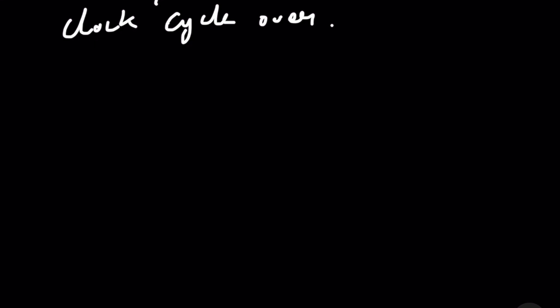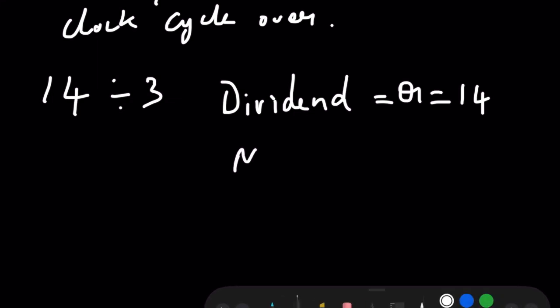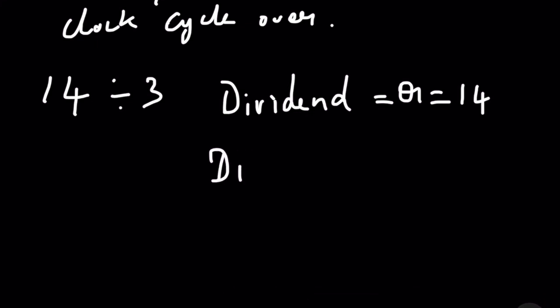example. So we go with a number like 14 divided by 3. So here the dividend is represented in the register Q, and that is 14 over here, and the divisor is represented in the register M, that is 3 over here.